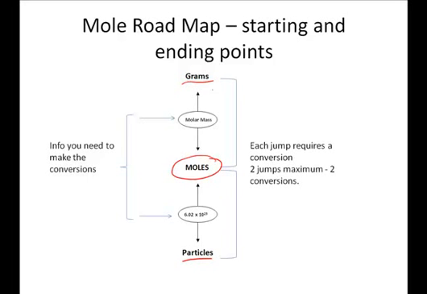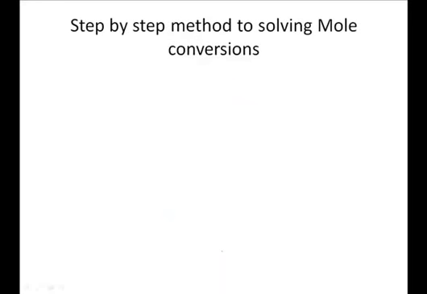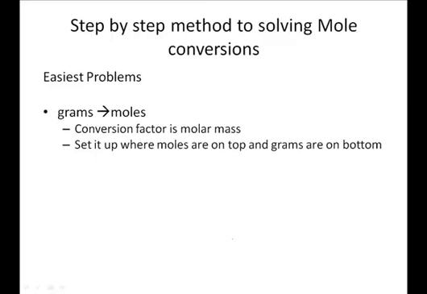In order to get from grams to particles, it requires 2 jumps. Okay? And each jump requires a different conversion factor when setting up the problem. Here's a step-by-step method in order to solve the mole conversion problems. Easiest problems are when we're solving problems from grams to moles. The conversion factor is molar mass, and you set it up where moles are on top and grams are on the bottom.